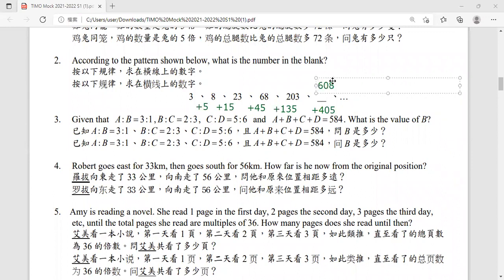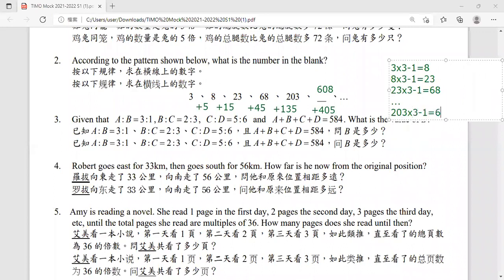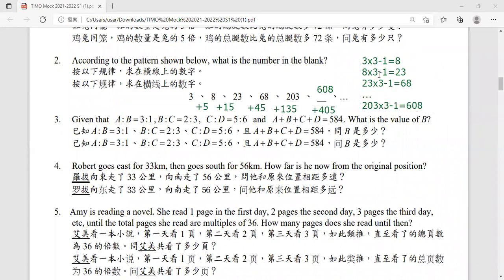Of course, you can do something like this one. Yes, good, 608. But if you are smart enough, you will know that 3 times 3 minus 1 is equal to 8, and 8 times 3 minus 1 equal to what? Equal to 23. And 23 times 3 minus 1 equal to 68. So the next number is just times 3 and minus 1, and so on. It turns out 203 times 3 minus 1 will be equal to 608. It's something like that. Both are okay.